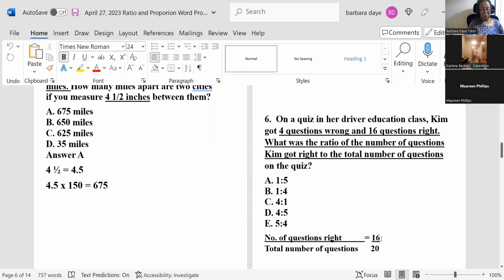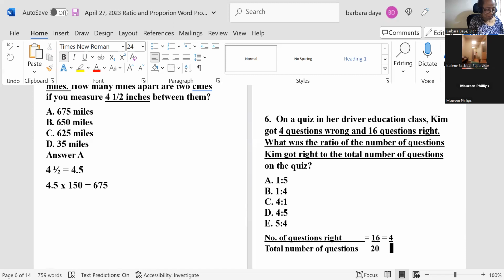It is 16 over 20, right? Yes, but what does it simplify to when you reduce that? What number goes into 16 and goes into 20? 4, that's right. 4 into 16 is 4, 4 into 20 is 5. So what's the answer? D. D, that's right, 4 to 5. There we go.